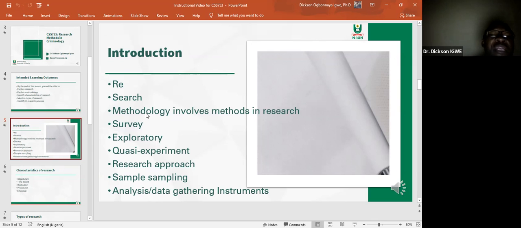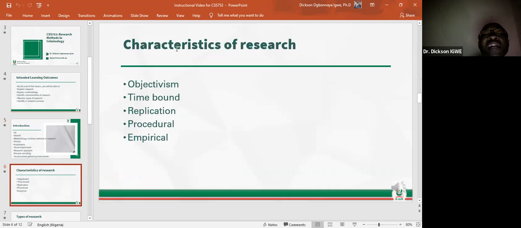So another one is sample and sampling. Before you sample, there must be a technique by which you do the sampling, and that's also a method. All these put together constitute the methods that build up into methodology. That is the summary of it. So, characteristics of research.